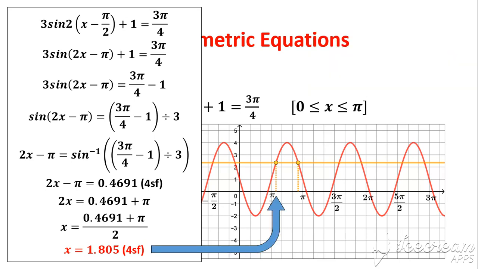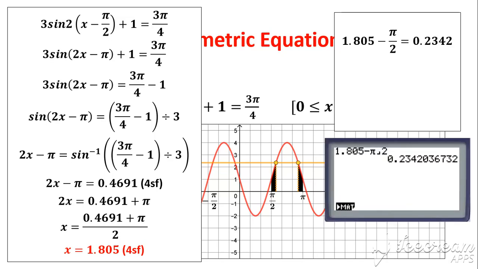Now, the problem is that's our first solution. We've got to find our second solution. Here's what we're going to have to do. We're going to have to work out the difference between π/2 and our first solution, because that's the same as the distance between π and our second solution. Now let's try and zoom in on this a little bit more and work out what's going on.